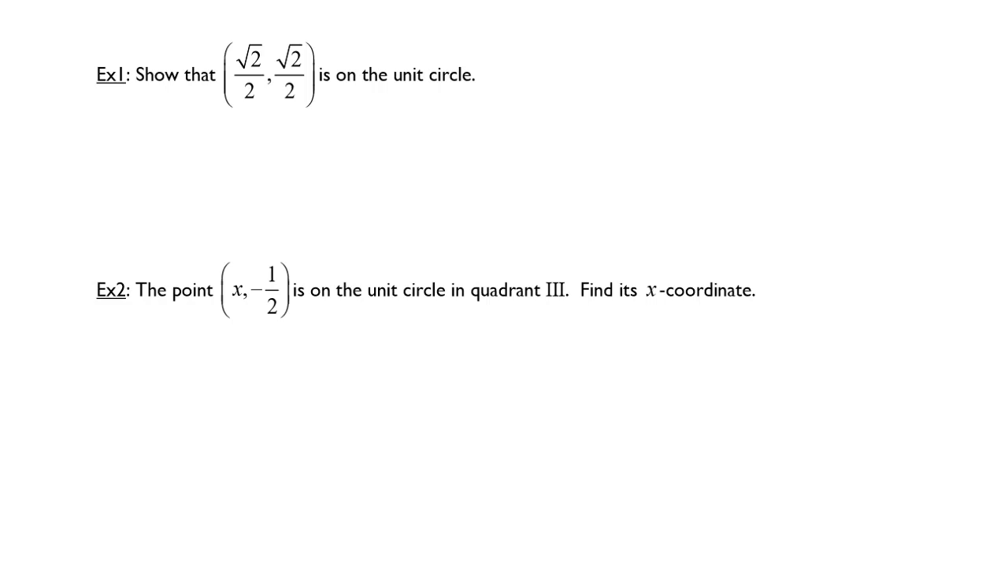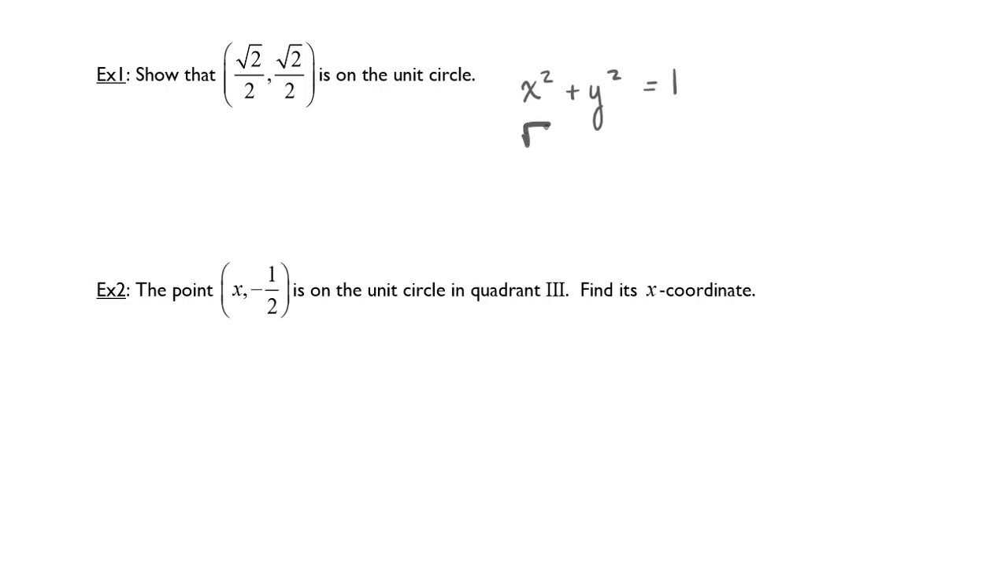Welcome to part 2 on the unit circle. We're going to show that root 2 over 2 as a coordinate point is on the unit circle. We can do this by using the equation of the unit circle, which is x squared plus y squared equals 1. All we have to do is show that when we replace x and y with the values in the coordinate point, we get a true statement.